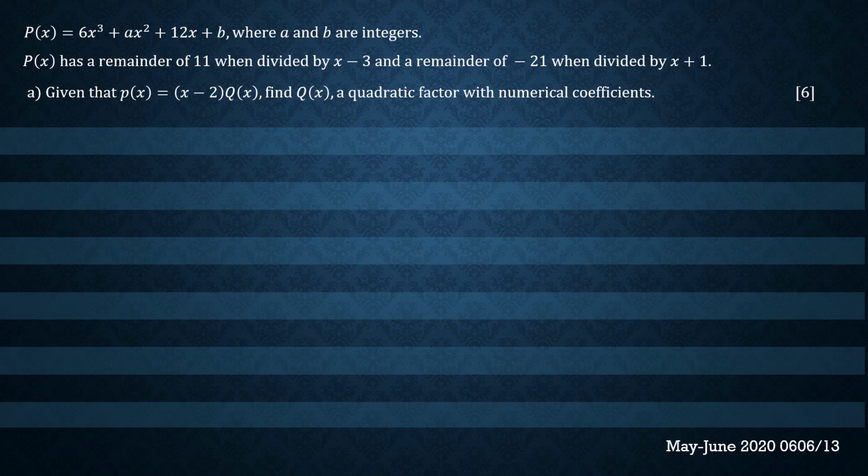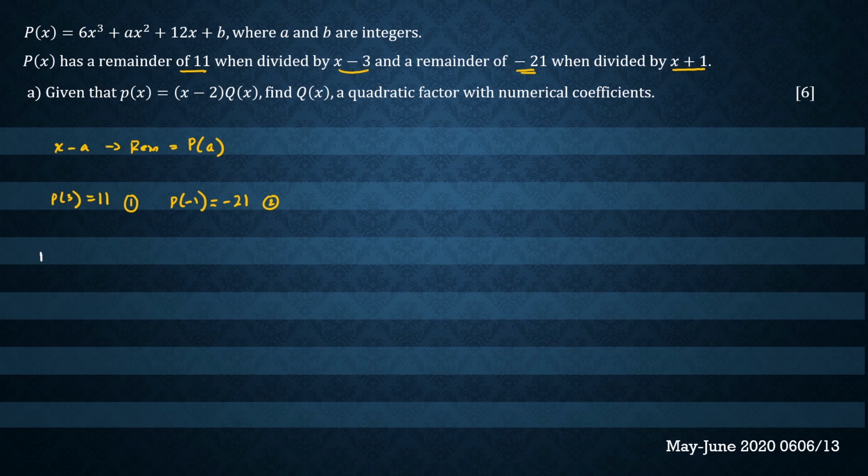The remainder theorem states that if you divide your polynomial by x minus a, the remainder is going to be equal to P(a). So in this question, if we divide by x minus 3, the remainder should be equal to P(3). And our question tells us that the remainder will be 11, so we write 11 there. This will form equation 1. And in the same way, when we divide by x plus 1, the remainder is equal to negative 21. So we can say that P(negative 1) will be equal to negative 21. This will form equation 2.